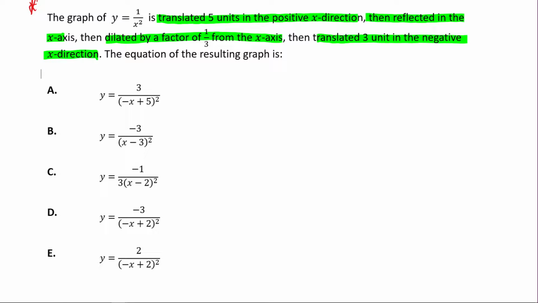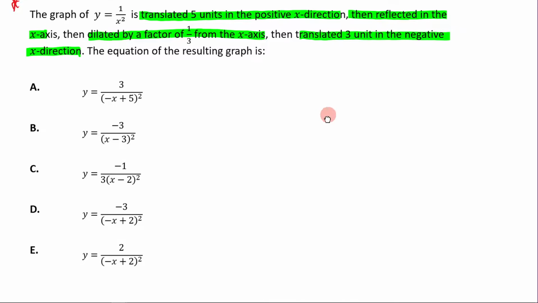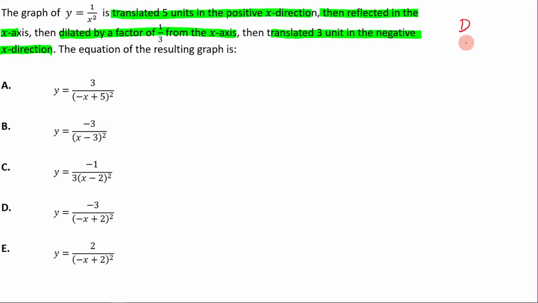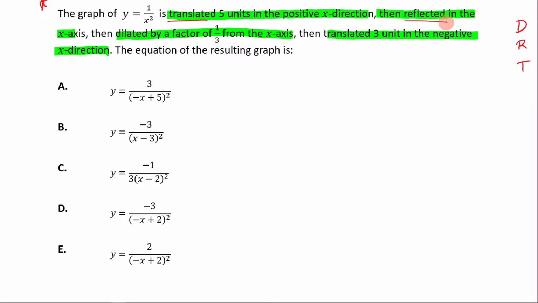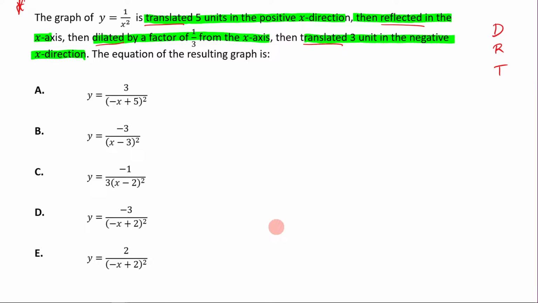The reason why it's difficult is because this question isn't following our usual dilation, reflection, translation. Rather, we have a translation, then a reflection, then a dilation, then another translation. That's what makes this tricky. So we need to think, oh, well, how am I going to go about it? So let's see how we go.